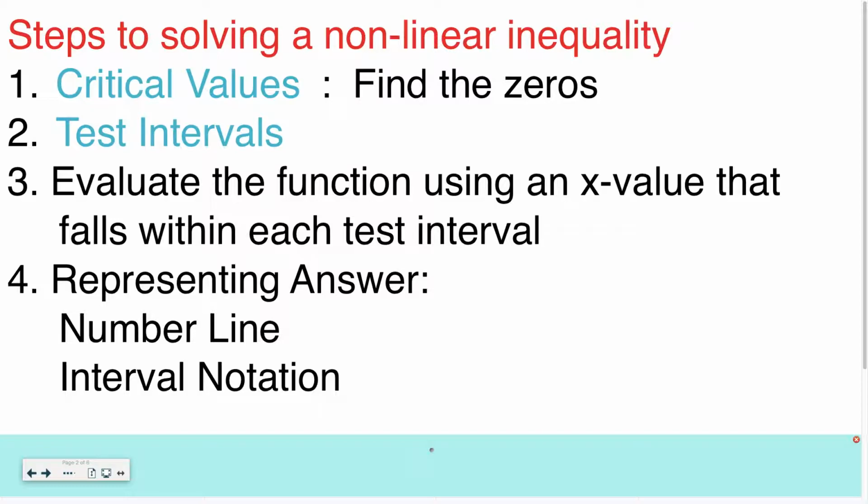Now, I'm going to go back up to this first step. When we find zeros, what does our equation need to be set equal to? 0, so we can find the zeros. Okay, so if we have an inequality that is not compared to 0, that is the first thing that I need you to do. I need you to fix that inequality so we can compare it to 0.